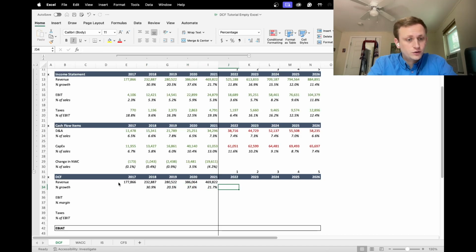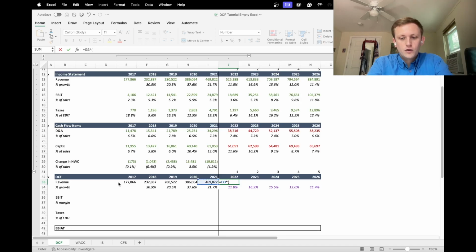Then for the percent growth in our projection, I'm going to get the estimate from the income statement, which will be our assumption. And then for the revenue, I'm going to get the previous year and multiply it by 1 plus our percent growth.